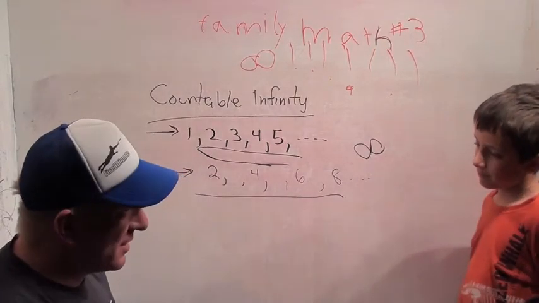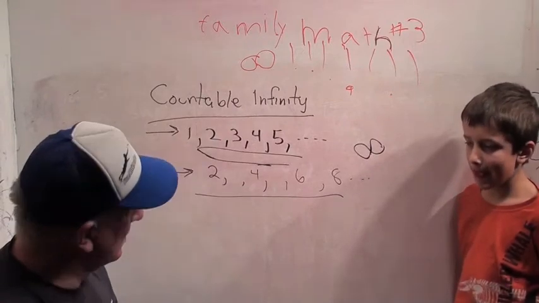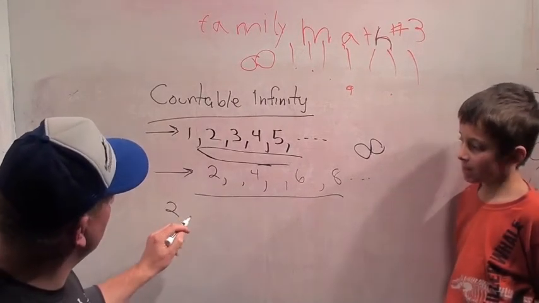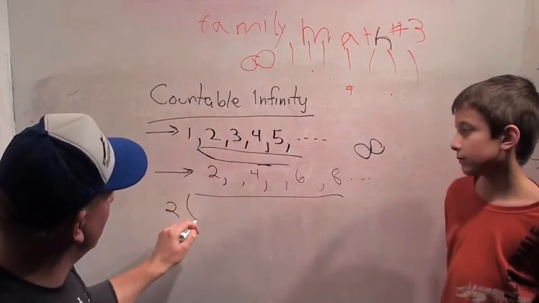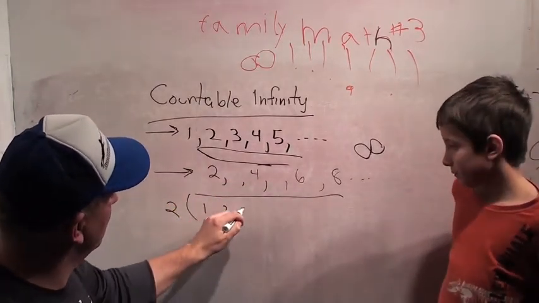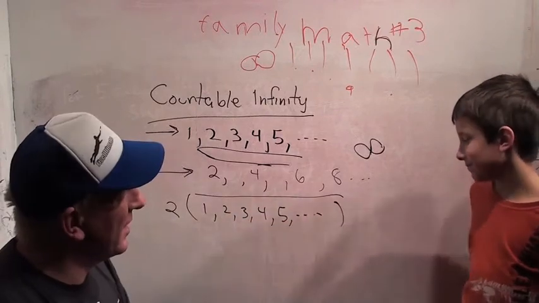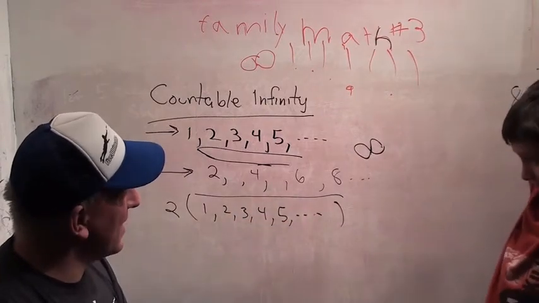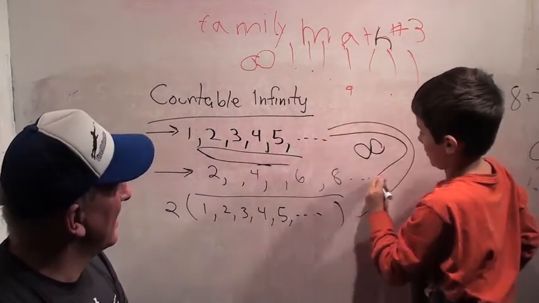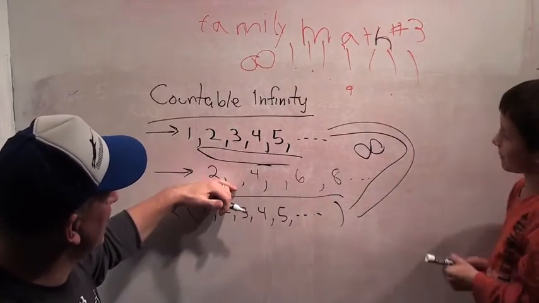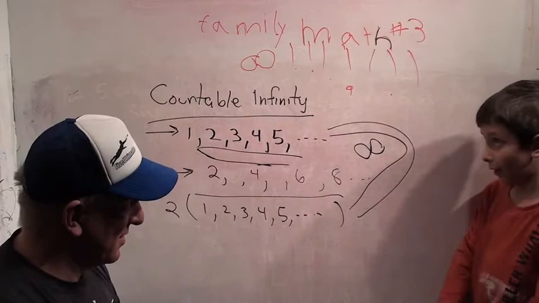Now, do you want to see why? Okay, you ready for this? This is crazy. Now, you remember the distributive property? I can factor a 2 out of all of these numbers, right? Factor a 2 out of that, factor 2, factor 2. And this list becomes 1, 2, 3, 4, 5, all the way out. Now, where have you seen that list before? All the way up there. Isn't that weird? The even numbers have the same number of numbers as all the counting numbers.